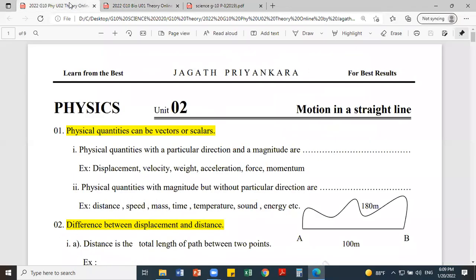So this is unit 2 physics grade 10. Before we discuss it, motion is the topic of the lesson, motion in a straight line. You can see the screen now, right? Okay.